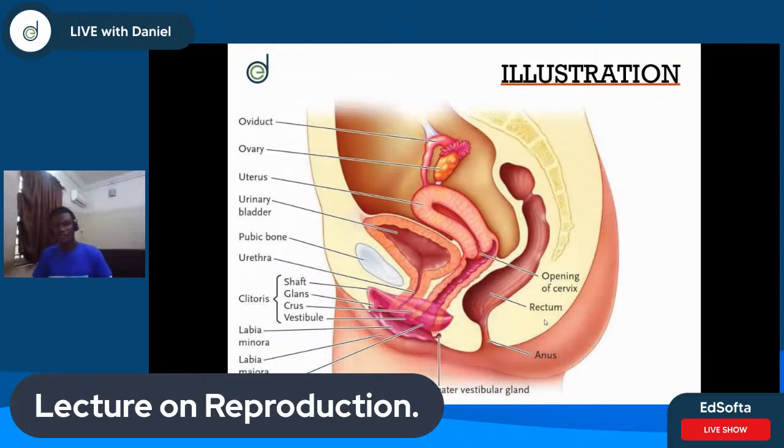Then you have the gland clitoris. The gland clitoris contains erectile tissue. The clitoris is the most sensitive part of a female reproductive organ.